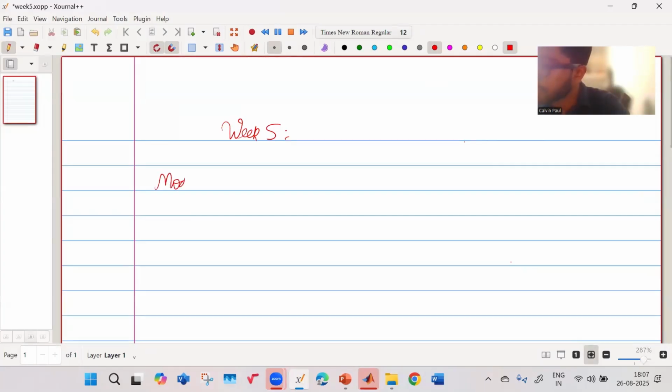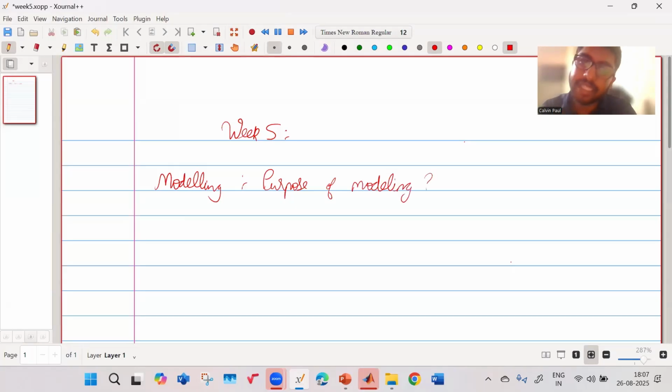So we are talking about modeling. Can you tell what is the need for modeling? Why do we need modeling? What is the purpose of modeling? Or without modeling, can we do our work? Modeling is required because we want to understand our plant. We want to know our system.